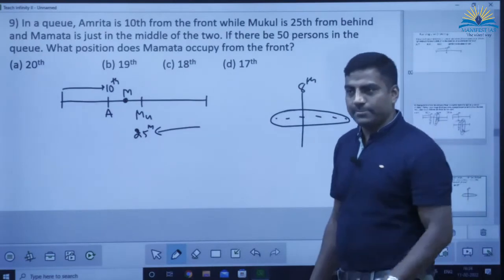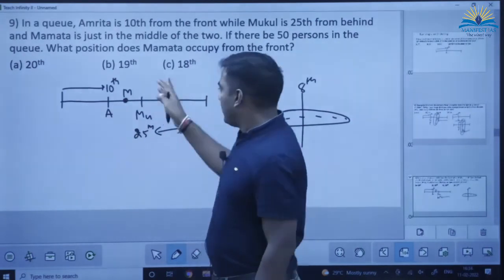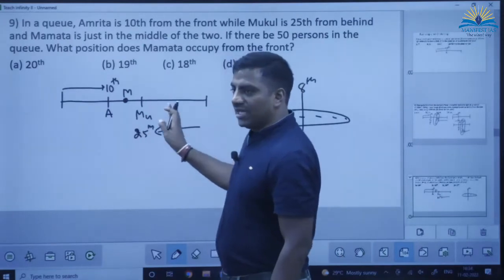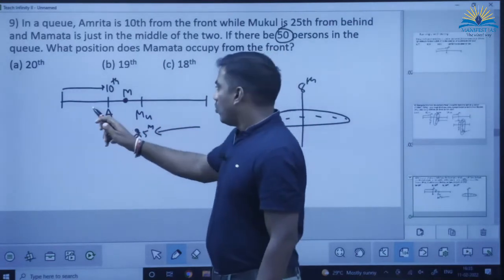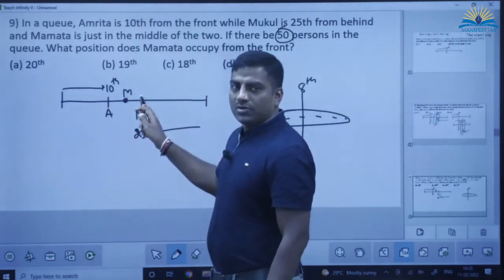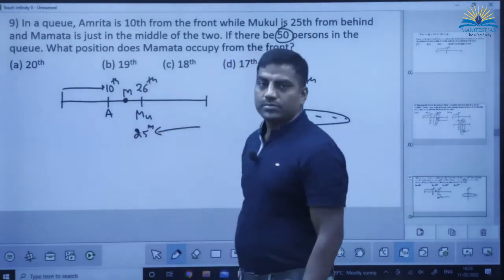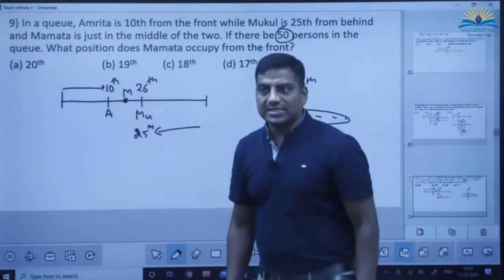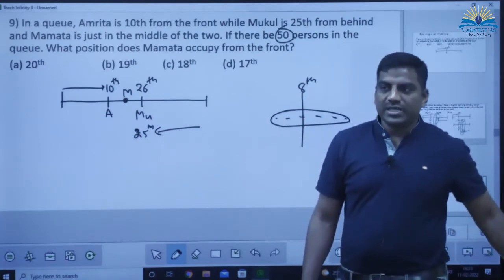Or else do a simple thing. Determine the position of Amrita from the right or determine the position of Mukul from the left. I'll take the position of Mukul from the left. How many people are there? 50. His position is 25th from the right. What will be his position from the left? 25th or 26th? 26th. Now, Amrita is 10th. Mukul is 26th. Take the average. 10 plus 26 divided by 2.